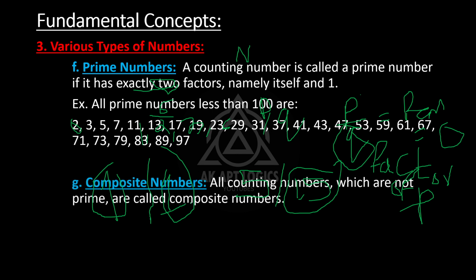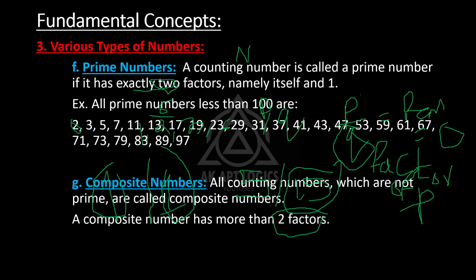Next, composite numbers. All counting numbers which are not prime are called composite numbers, okay. A composite number has more than two factors. For example, 6, as previously discussed, is divisible by 1, 2, 3, and 6. So it has a total of four factors, which means more than two. So we can say that 6 is a composite number.